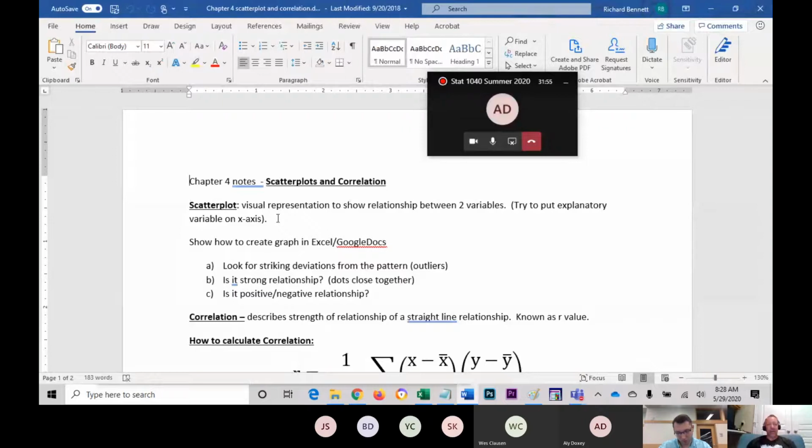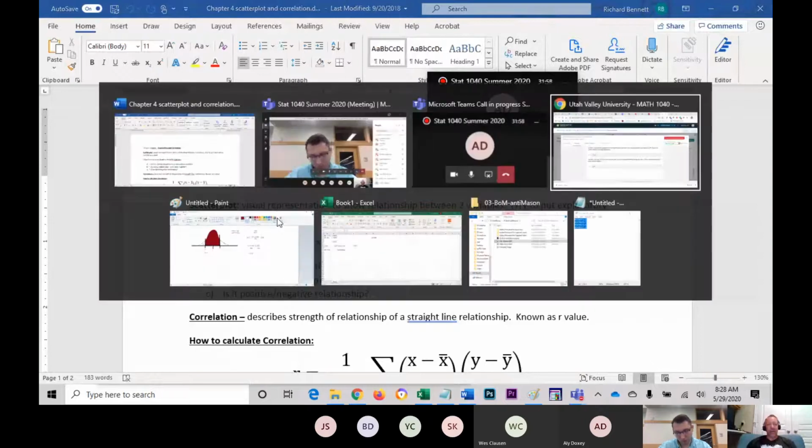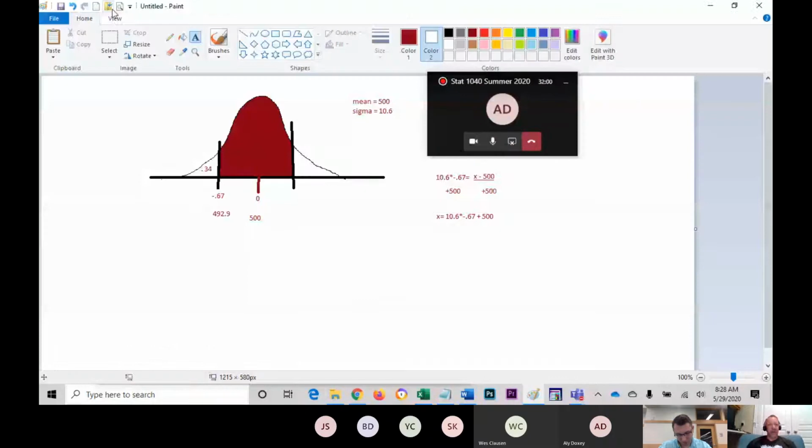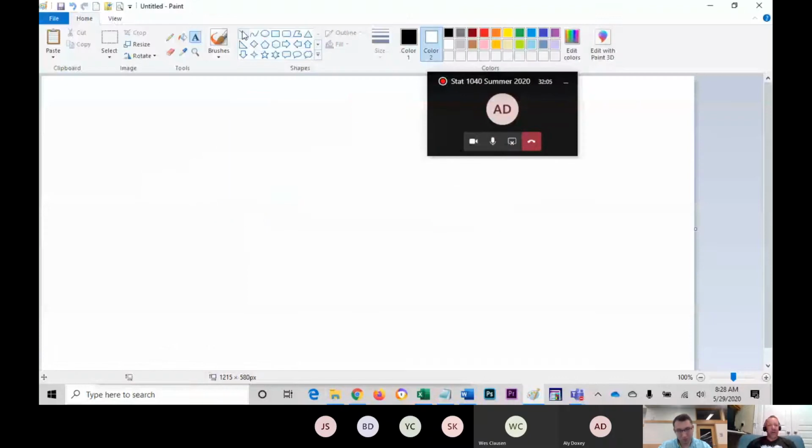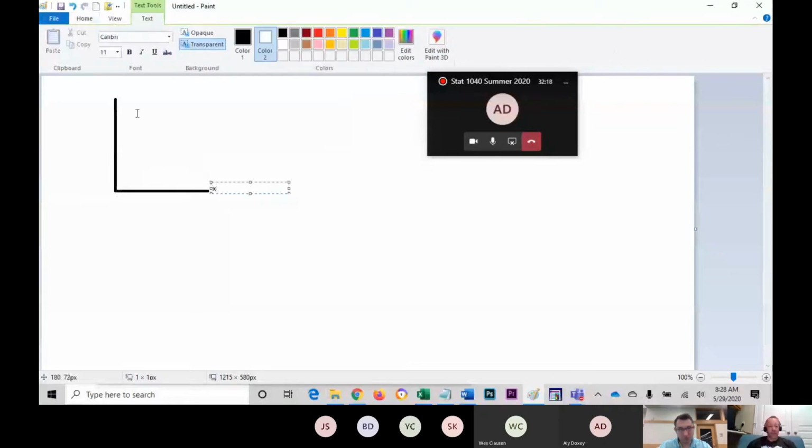And so my question is, let me open up a new page here. Okay, so the idea here is that we're going to create a graph. Okay, and it has two variables on here. We've got an x and a y. Okay, so this is going to be your x variable. This is going to be your y variable. And we try to make this the explanatory variable. And then your y is going to be your response variable.